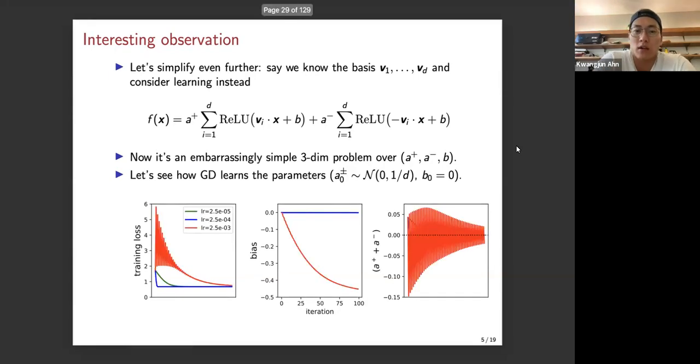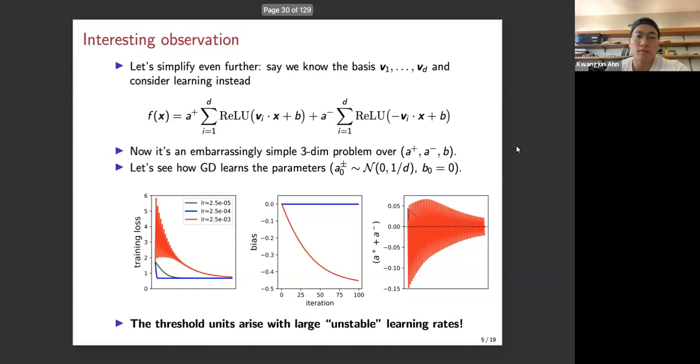But when you increase the learning rate by another 10 times, something bizarre happens, where the loss is going down non-monotonically, and the bias finally moves, so the thresholding operator or edge detector arises, but in a very unconventional way, in such a way that the weights are oscillating, as you can see from the third plot. So it seems that the thresholding units arise with large, unstable learning rates. All right, so what's going on?